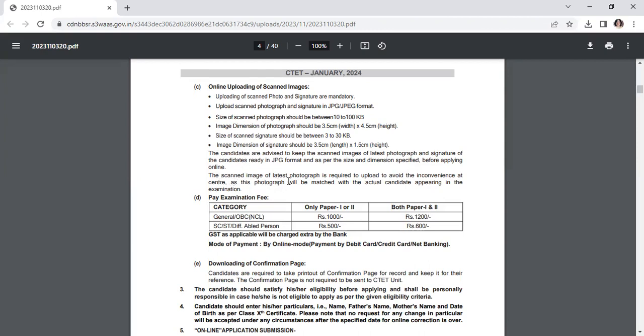The scan image of the latest photograph is required to avoid inconvenience at the center, as this photograph will be matched with the actual candidate appearing in the examination.